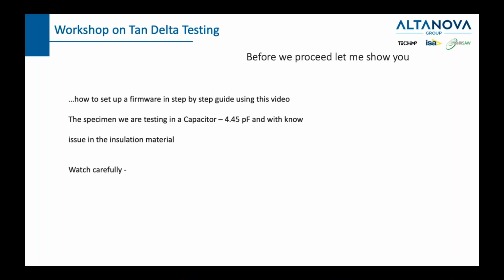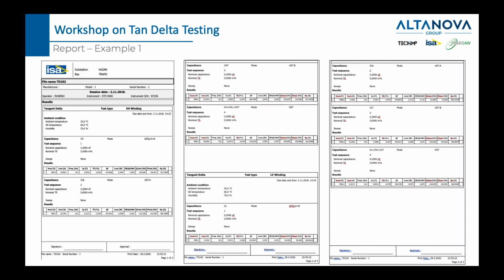We have now seen the step-by-step process of how to configure tan delta measurement in the software. As you can see here, and as you could have seen before, we measured a 4.45 picofarad capacitance on a small sample, and that made us understand that tan delta was 1.26, which means that we have a problem with that insulation. So moving on, now we have some examples, and let's see them one by one.